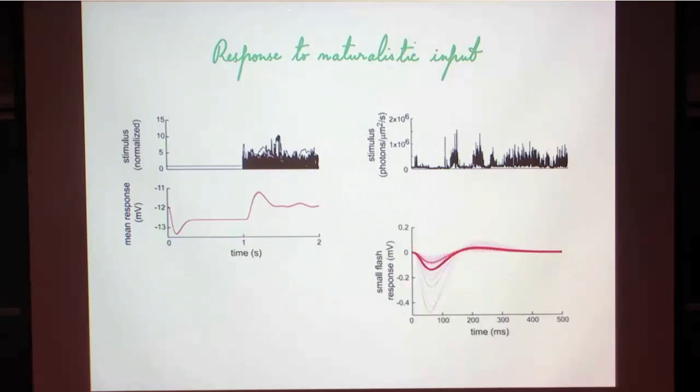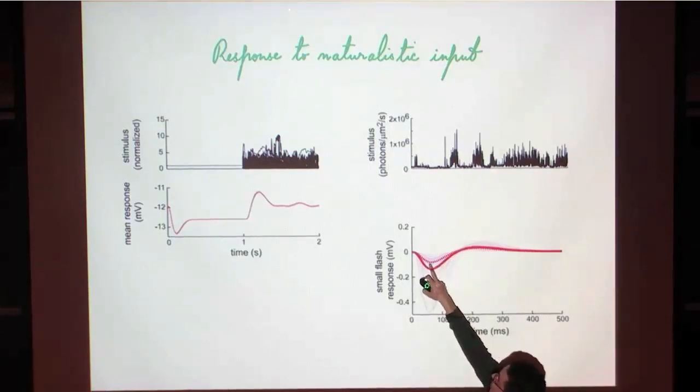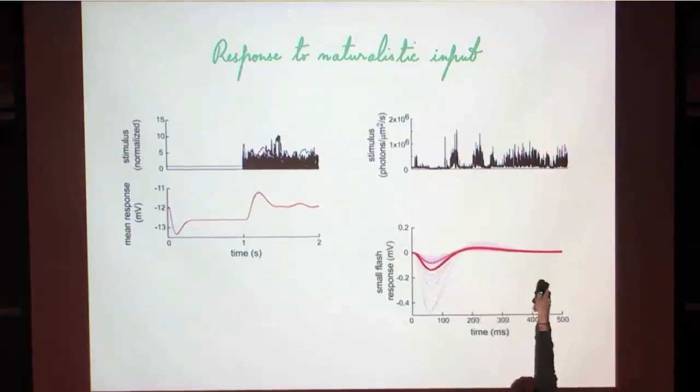So depending on where I add the flash, I will change the magnitude of my response by 1 or 2 orders of magnitude. And on average, my photoreceptor here is more sensitive than what it would be if I just had a constant mean matched input. Okay? So all this has to do with this non-linearity in the behavior of the photoreceptor.